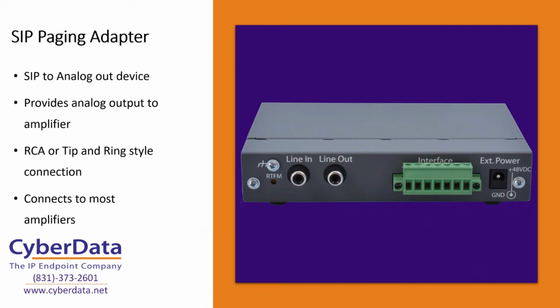When we're dealing with our SIP paging adapter, it's designed as a SIP-to-analog-out style device, meaning it receives that SIP call from whatever phone system you're using and converts it into analog audio. Because we know about analog audio now, we know we can interface the paging adapter to one of these existing analog amplifiers, probably using the telephone input, and provide that analog output to the amplifier itself.